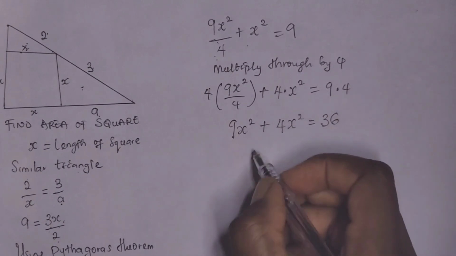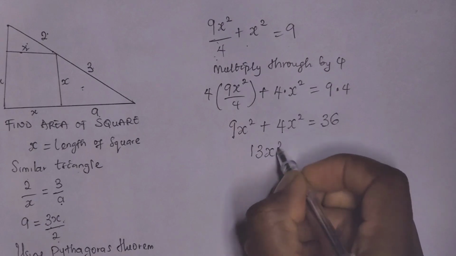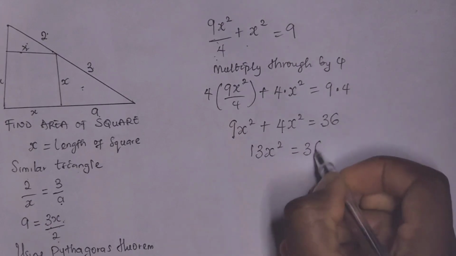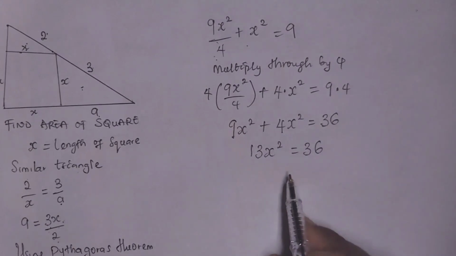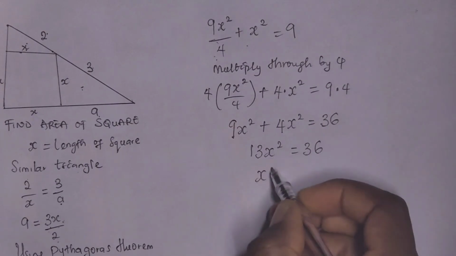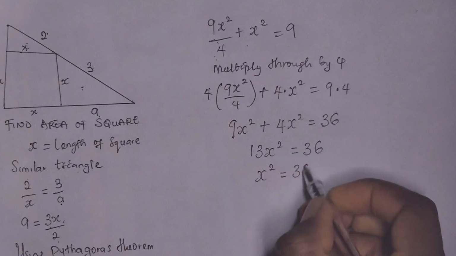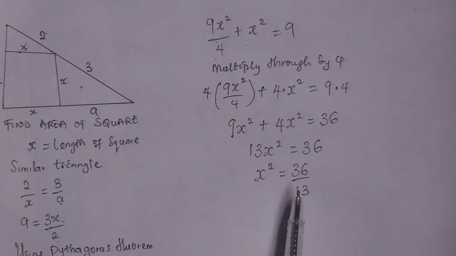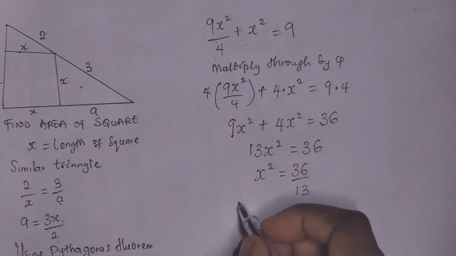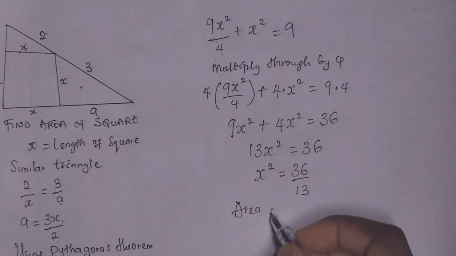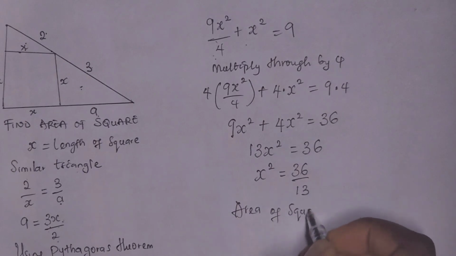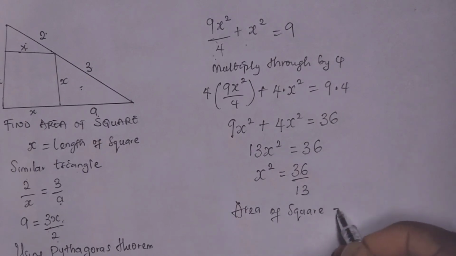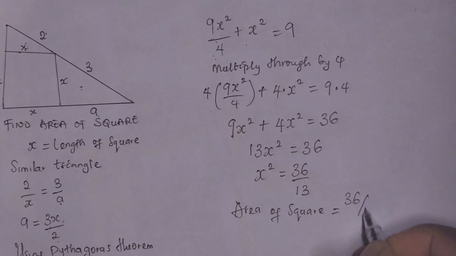9x squared plus 4x squared, we have 13x squared equal to 36. So this will give us x squared equal to 36 over 13. So the area of the square is equal to 36 over 13.